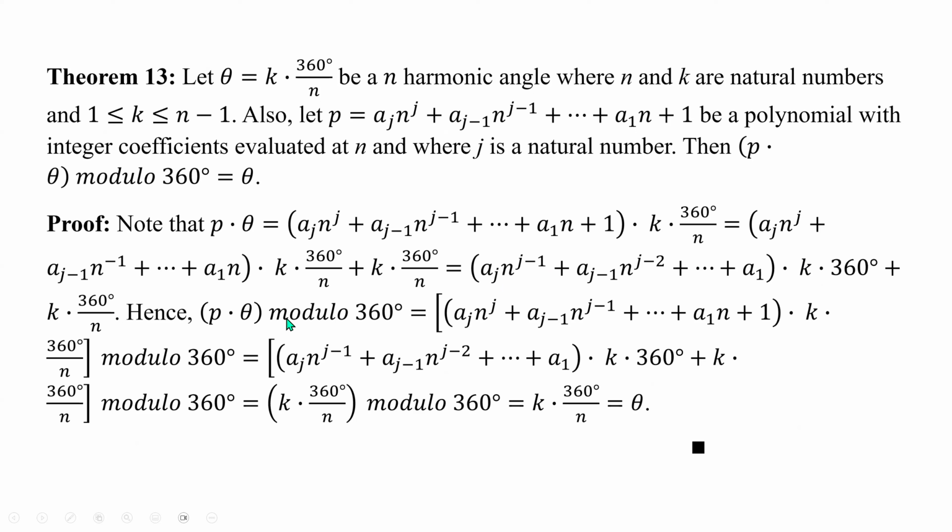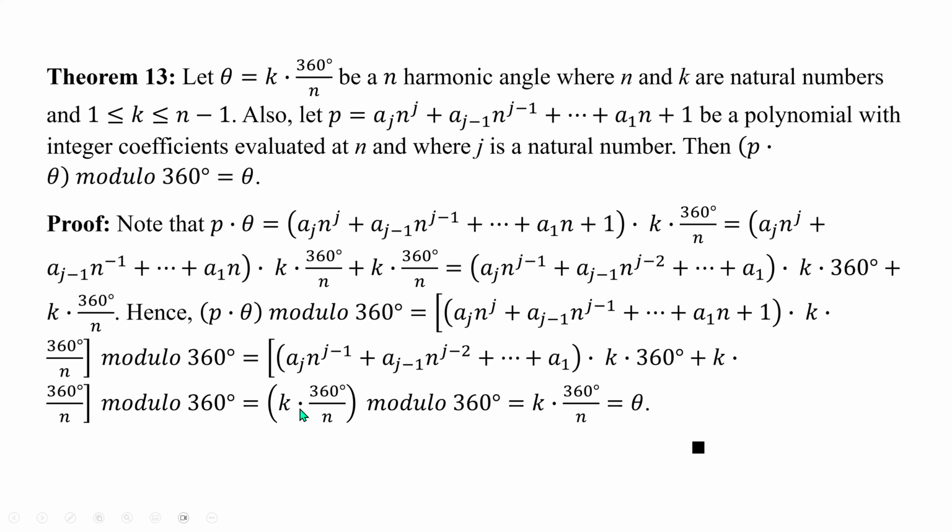Hence, p times theta modulo 360 degrees is equal to this stuff modulo 360 degrees, which we reduce to this part, modulo 360 degrees. But since all of this is nothing more than a natural number times 360 degrees, when you divide this part by 360, you get 0 as a remainder. So when you reduce this modulo 360 degrees, you're just left with this part: k times 360 degrees over n, whole thing modulo 360 degrees.